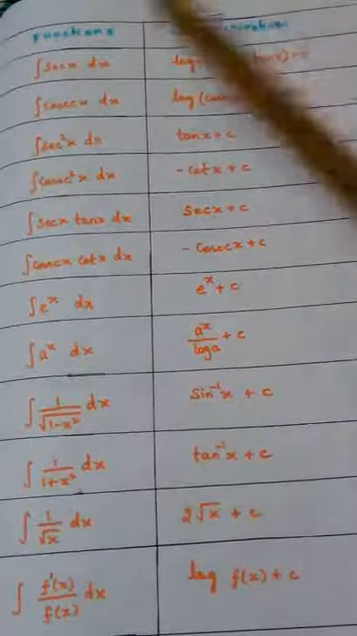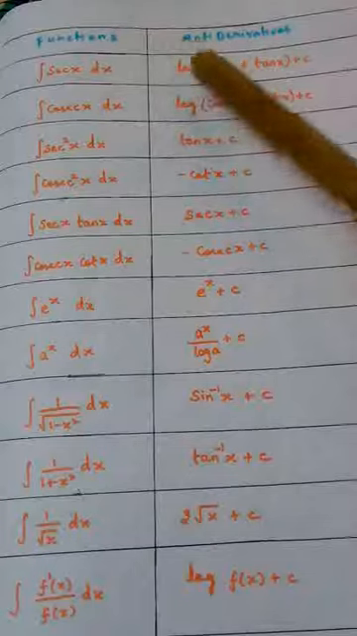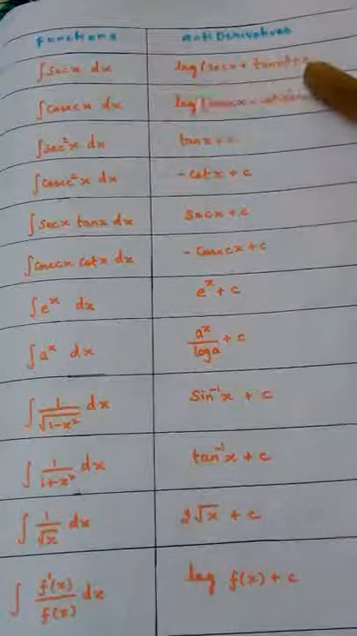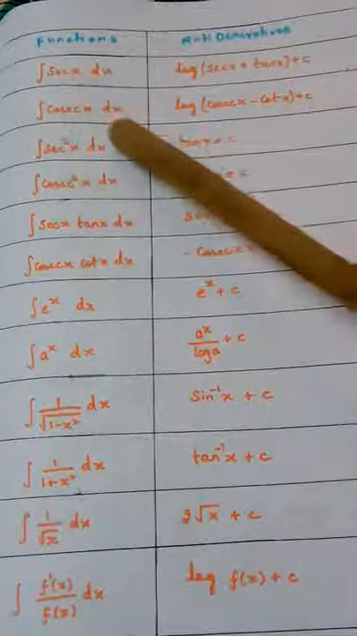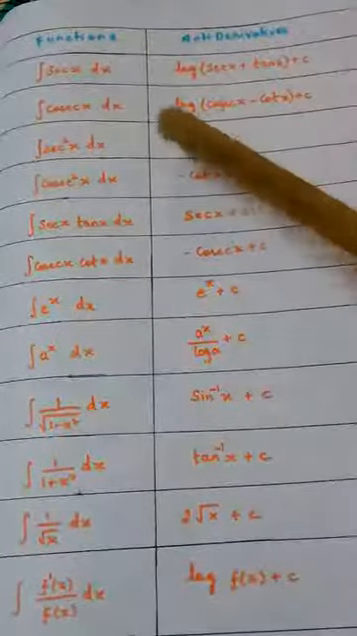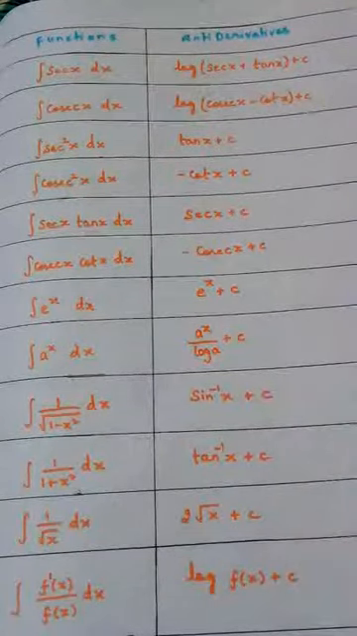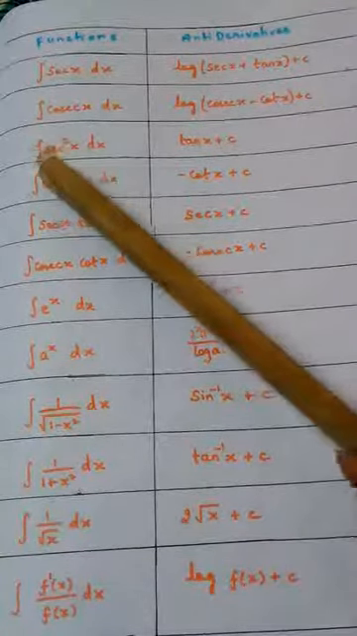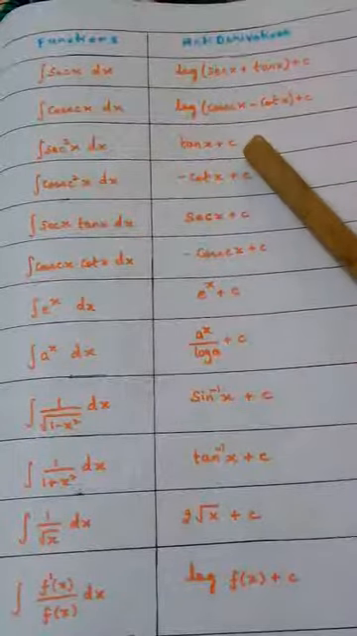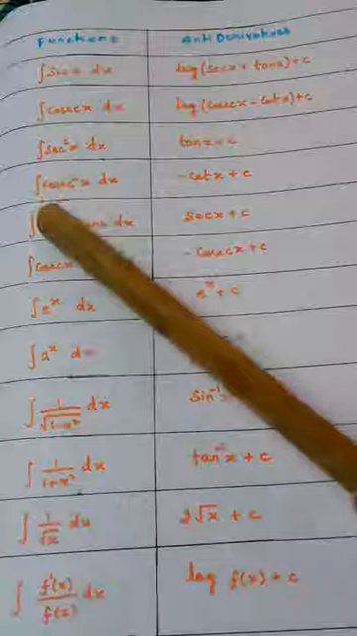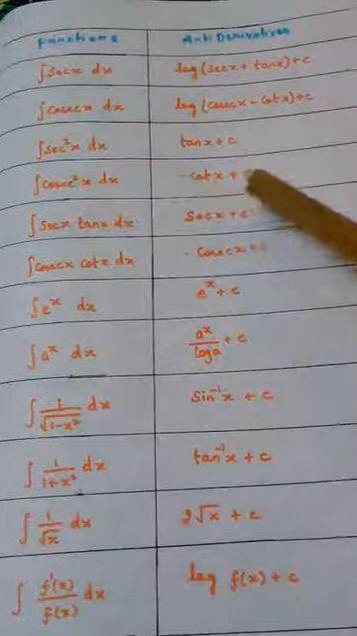And the next one, integral secant x dx. Answer is log secant x plus tan x plus c. Integral cosecant x dx is log cosecant x minus cot x plus c. Integral secant square x dx is tan x plus c. Integral cosecant square x dx is minus cot x plus c.